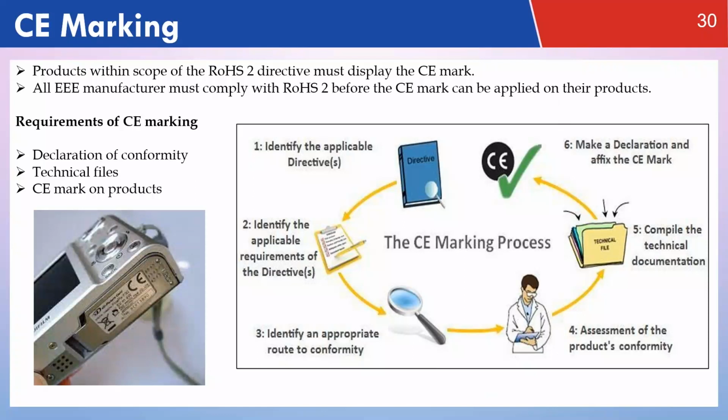And this is the process of CE marking. First, we have to identify three I's: identify the applicable directives, identify the applicable requirements of the directives, and identify an appropriate route to conformity. After this identification, we go for assessment of the product's conformity and compilation of the technical document. And finally, we make a declaration and affix the CE mark. First of all, products within the scope of the RoHS 2 directive must display the CE mark, and all electrical and electronic equipment manufacturers must comply with RoHS 2 before the CE mark can be applied to their products. So there are some requirements of CE marking. They are declaration of conformity, technical files, and CE mark on products.